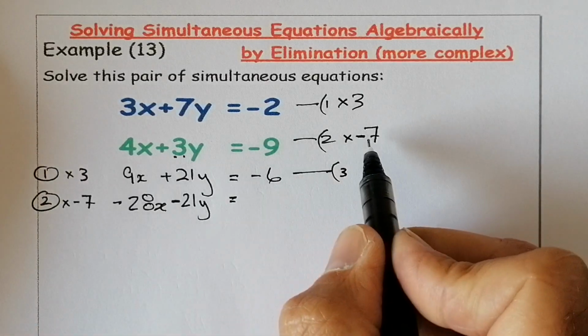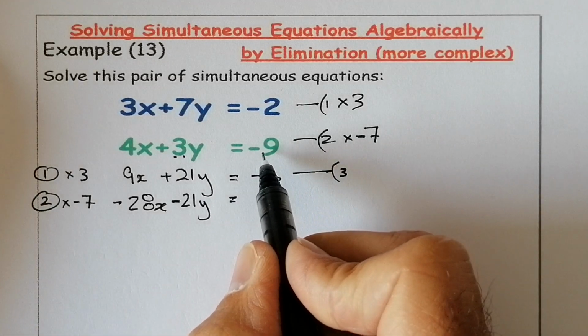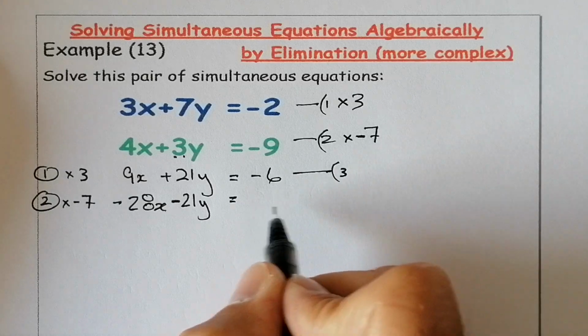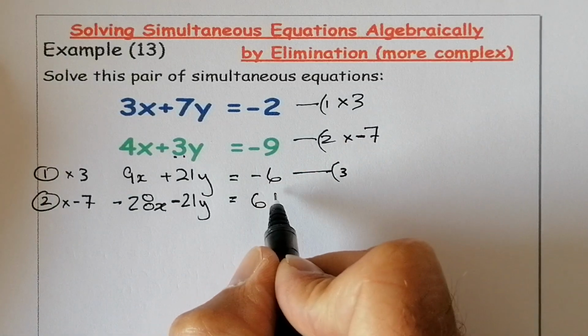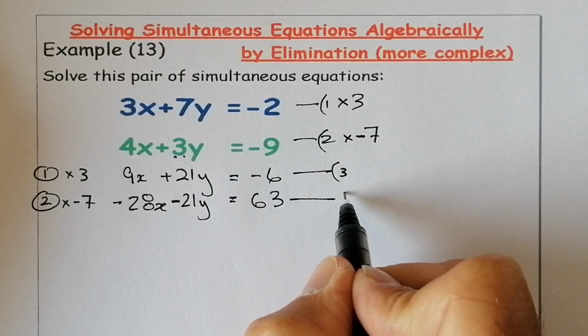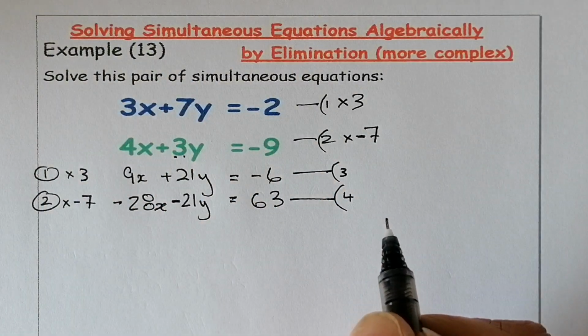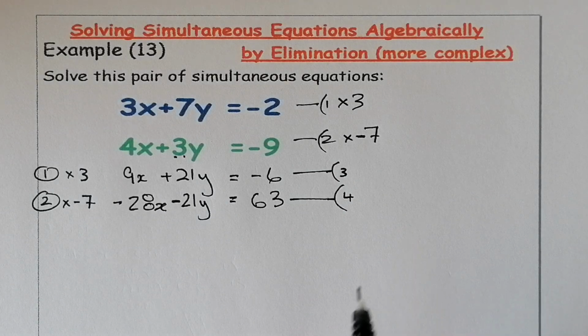Okay, and then I've got negative 7 times negative 9. So watch out for your negative numbers. That's going to be a positive because I've got two negative numbers multiplied together, and that will give me an answer of 63 there. So that there is going to be my equation number 4.